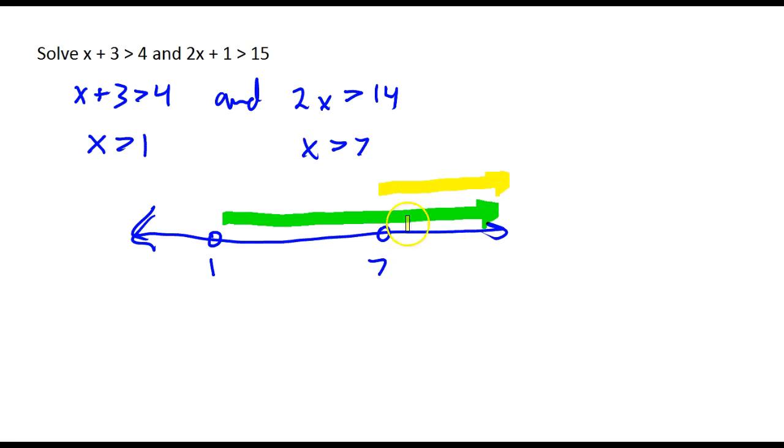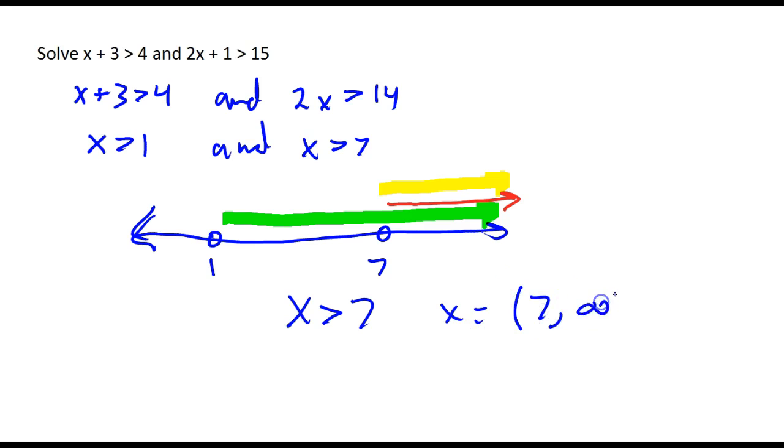Well, what do we take? We take the area where it overlaps. Okay, so we're going to go with this area here, the area that's true for both of them since it's an and question. Okay, so our final answer is x is greater than 7. In interval notation, x is going to be 7 to infinity.